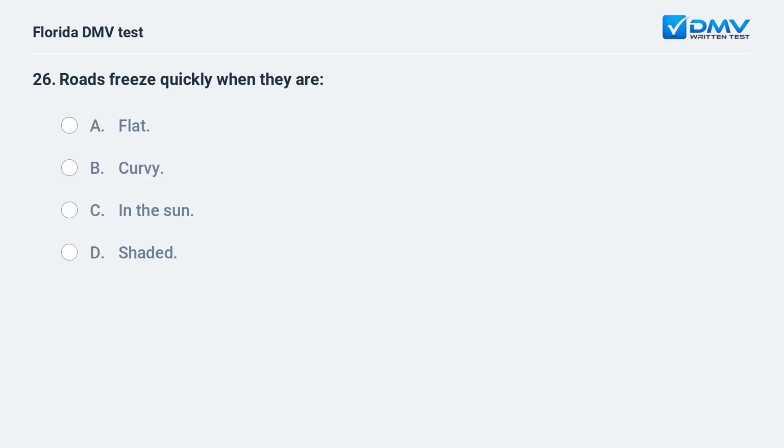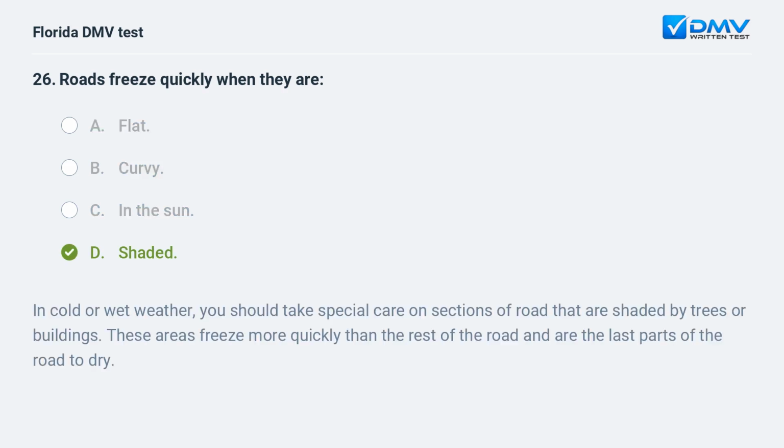Roads freeze quickly when they are A. Flat. B. Curvy. C. In the sun. D. Shaded. In cold or wet weather, you should take special care on sections of road that are shaded by trees or buildings. These areas freeze more quickly than the rest of the road and are the last parts of the road to dry.